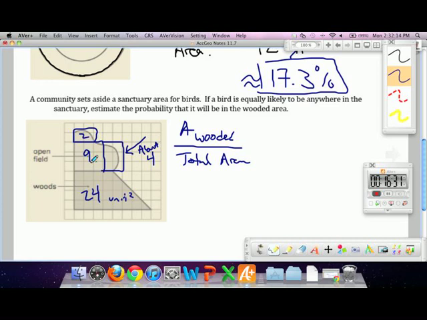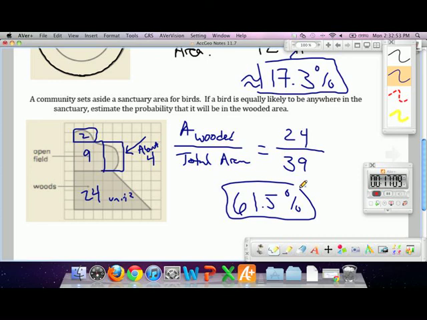So in this case, the wooded area is 24. The total area is 24 plus 9 plus 2 plus 4, 6, 15, 39. The total area is approximately 39. So this bird that's kind of chilling out here has about a 61.5% chance it's in this wooded area, if it's equally likely to be anywhere. We compare the areas.